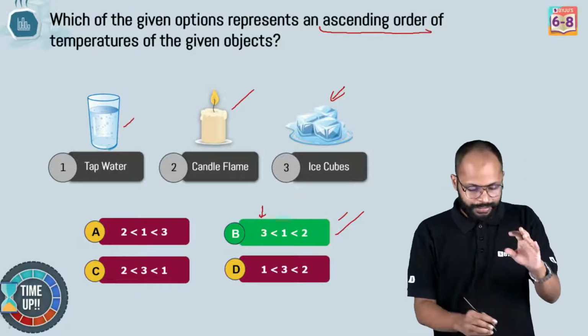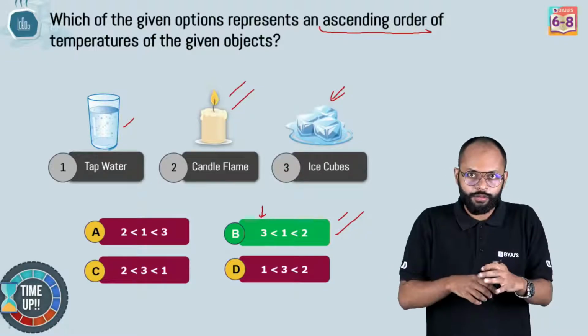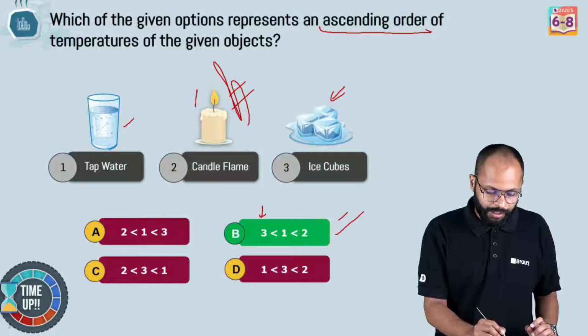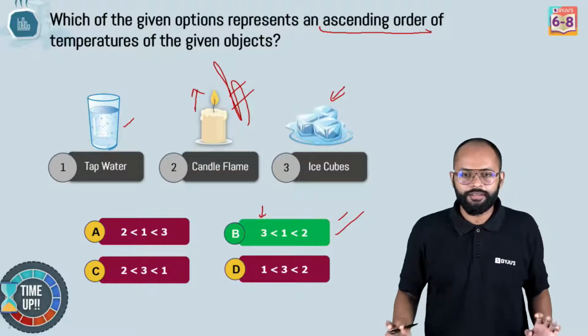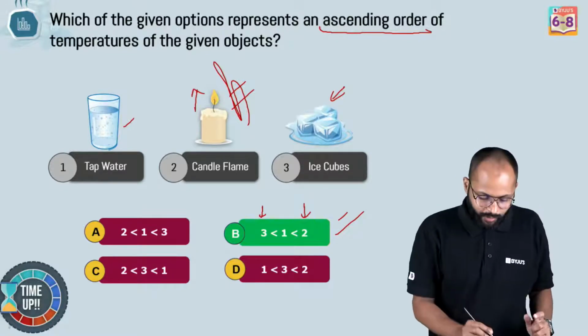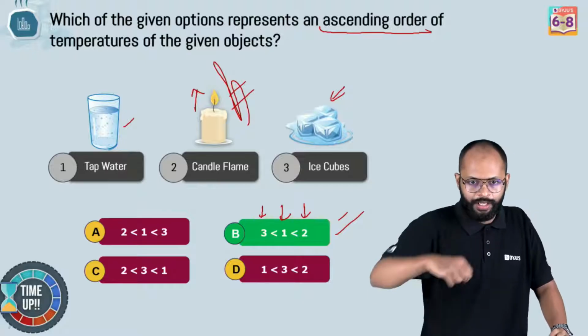Second one, see, candle flame, it's hot, right? We have a chance to burn our fingers, so it's definitely hot. So the other extreme, the highest one is going to be the candle, right? That is the third one. And the middle one is tap water, and that's why. All right? Yes, correct, Harsh. You are right over there. Small to big.